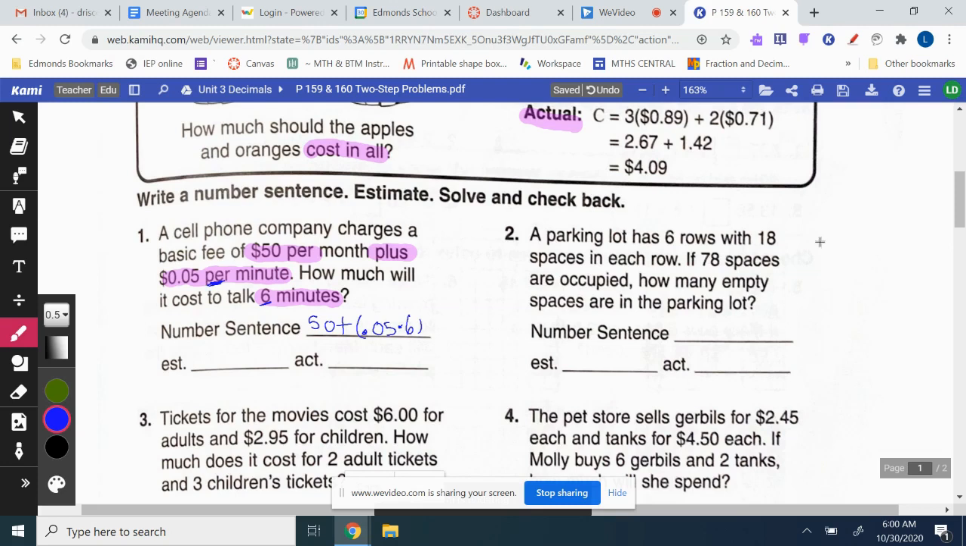And I'm going to say an estimate may or may not be needed. So 6 times 0.05 is 0.3 plus 50 is 50.3. And that's what you're going to get if you put that in the calculator. But remember, this is in the tens place. So it's really $50.30.